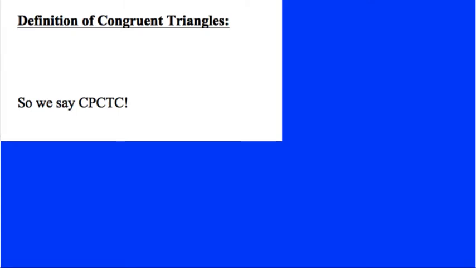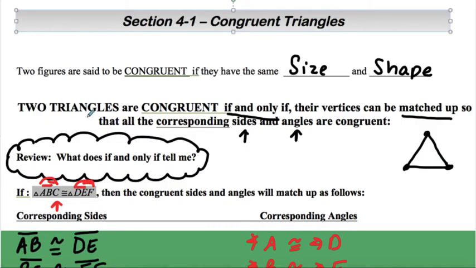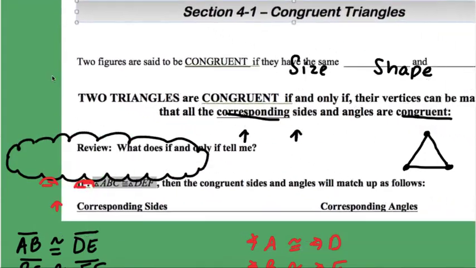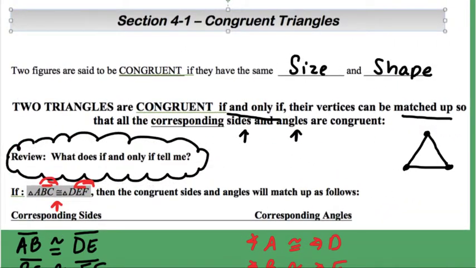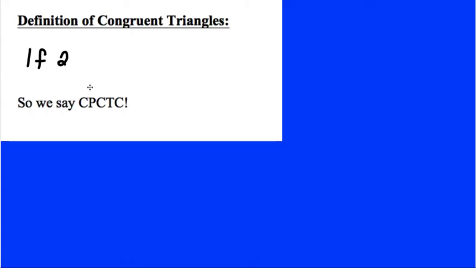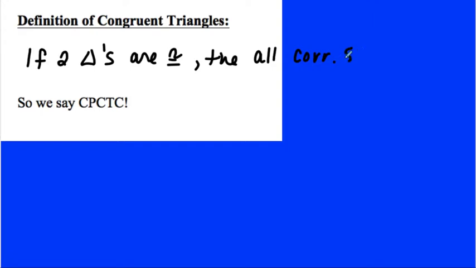All right, so the definition of congruent triangles basically says that if two triangles are congruent, like we set up here. This is actually the definition. So let me just actually copy and paste that. Oh, I can't do that. Okay. Hold on. If two triangles are congruent, then all corresponding sides and angles.